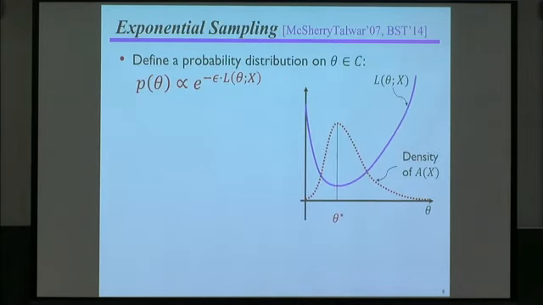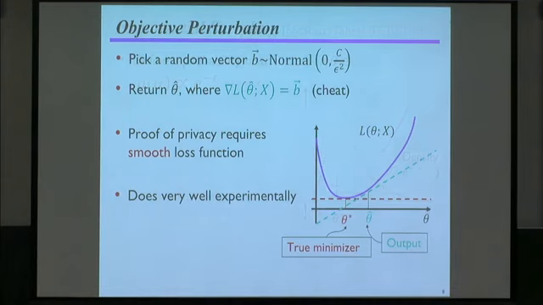I think. Yeah. Oh, sorry, Becca. Yeah, I have, I think, a very naive question. Sure. When you say it does very well experimentally, how does it perform? For example, is it very sensitive to the choice of, for example, C and epsilon?